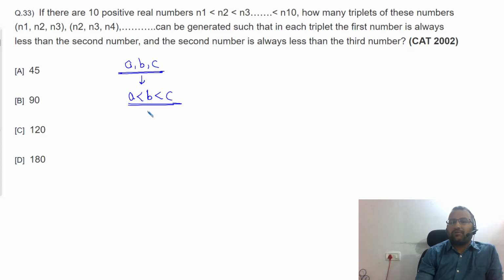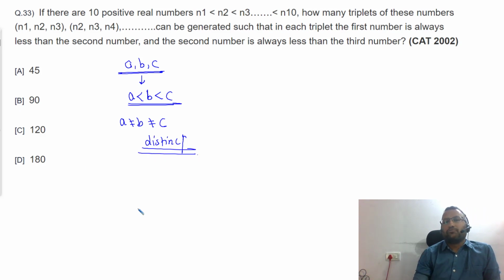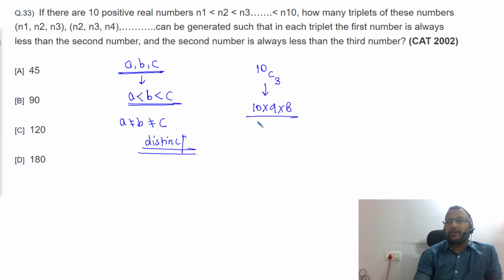So from this what we can conclude, everyone, the value of a cannot be equal to b, the value of b cannot be equal to c. A, b, c are supposed to be distinct. So we want to choose 3 numbers. Out of 10 numbers we are supposed to choose 3 numbers, everyone. In how many ways we can do this? 10 into 9 into 8 divided by 3 into 2 into 1. That is equal to 120. There are 120 ways in which we can choose 3 numbers.